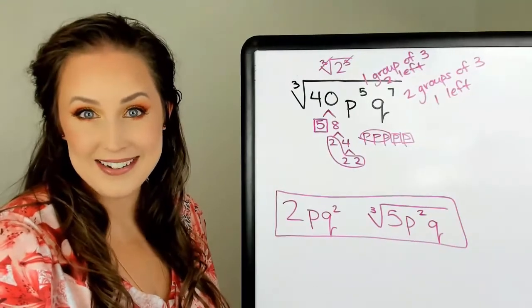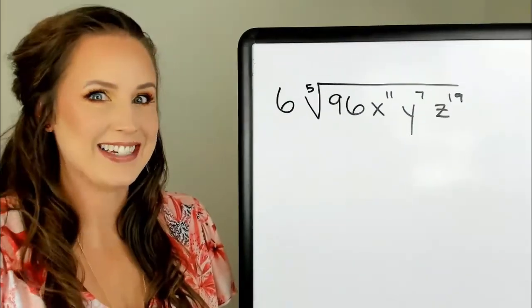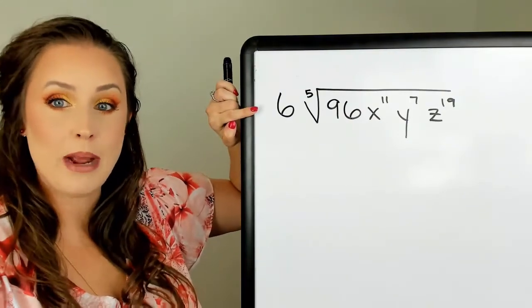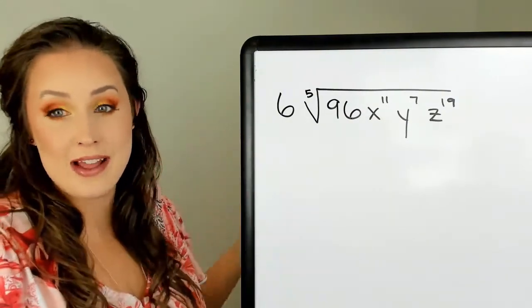Let's do a 5th root next. This one looks fun, right? Right, yes, let's do it. Now I put a coefficient in front. Just remember that is going to be multiplied by everything that leaves the root at the very end.